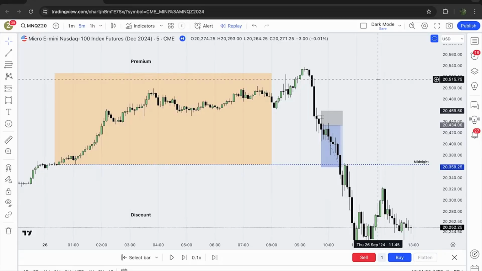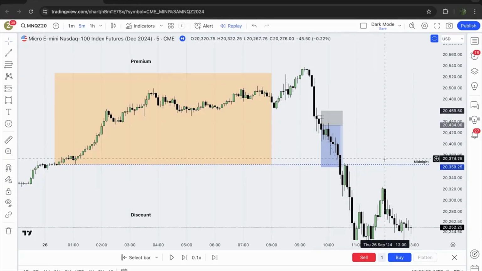I think a lot of people get caught up trying to get the perfect entry signal, but they don't have a narrative as to why price is going to go where it's going to go. That's where using midnight really can come in handy here, because I have a clear target backed by data.